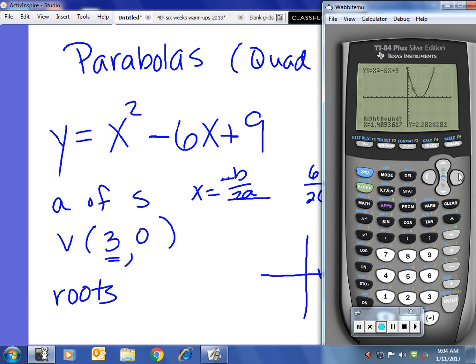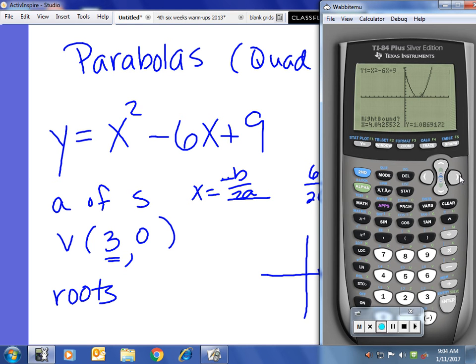Then it asks for a right boundary. You just have to get over to the right somewhere. As long as you're over to the right of the vertex, press enter and an arrow pops up. It asks you for a guess, press enter again. And sure enough, it gave me a weird x value. Sometimes it might tell you 2.9999. This one told me 3.000001. But the exact x value is what? 3. It does give you the right y value. The vertex is at 3, 0.